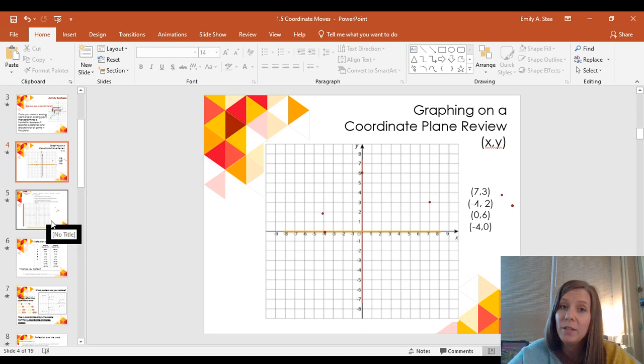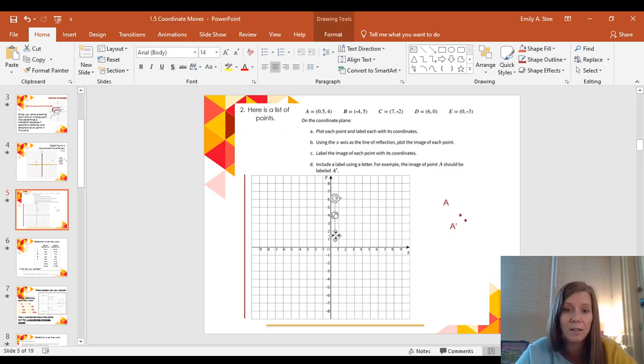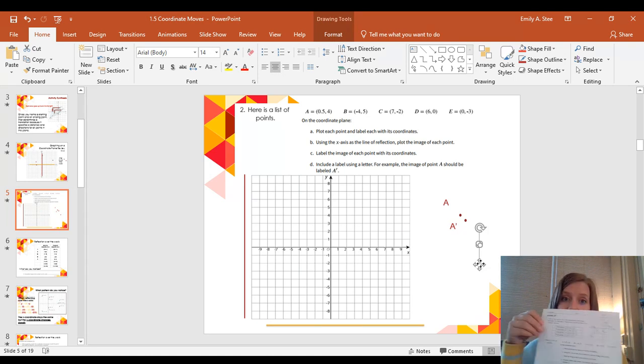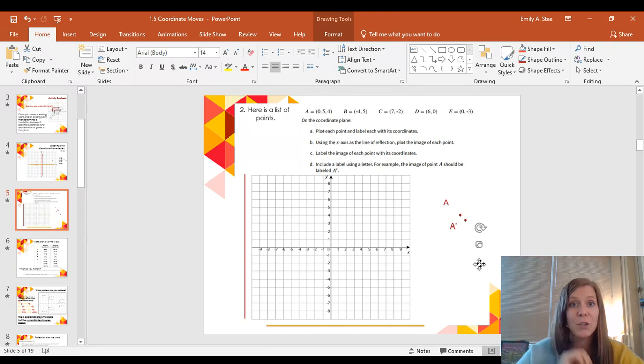If we look at our next slide, it actually matches what you see on your worksheet. So this is the worksheet that we're looking at, okay? We already have done the warm-up, so we can move on to number 2. I'm going to do the letter A for you, and then you'll be able to do the rest by yourself. So looking at A, it looks like it is 0.5, that's my x, comma 4. On the coordinate plane, A says plot each point and label with its coordinates.